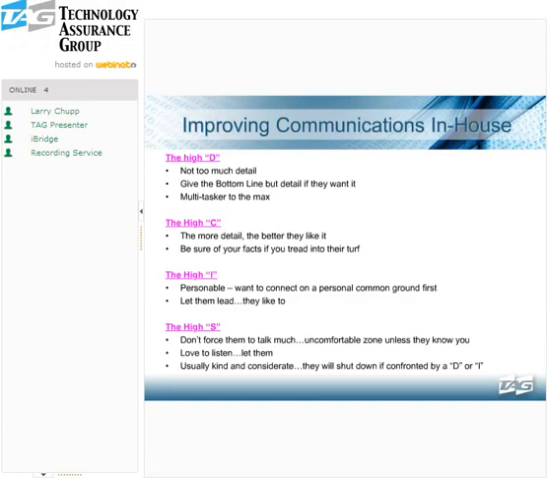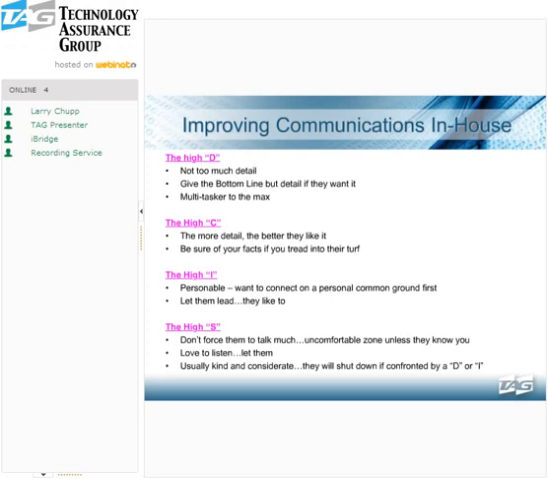Inner office, in our office where we are working, okay, the high D, you don't give them too much detail, because they don't want it. Just give me the bottom line. Give the bottom line, but detail it if they want it. Or put the stack of detail papers over on the corner of their desk when you have a chance: look at this, here you go. And they're a multitasker to the max. Okay, so if we understand that about people that we work with, we'll be able to adapt better to how to communicate with them.